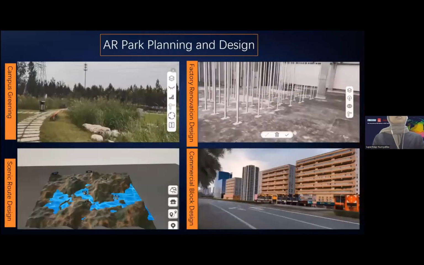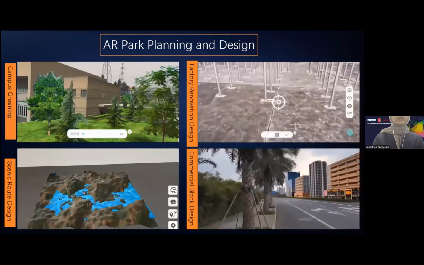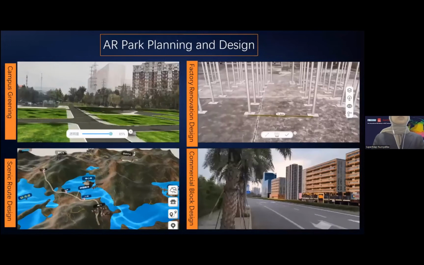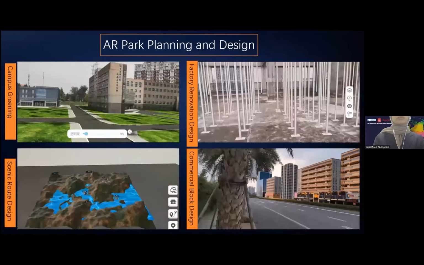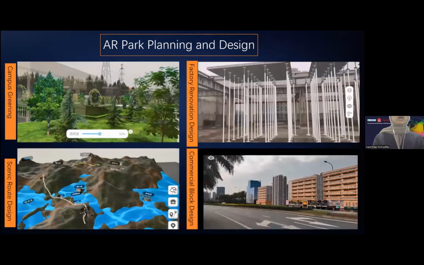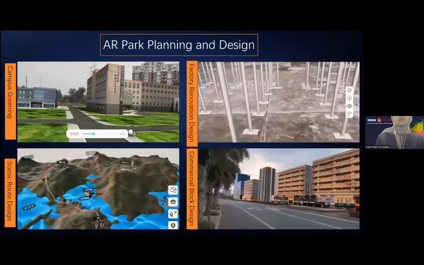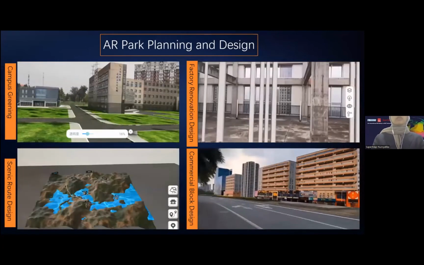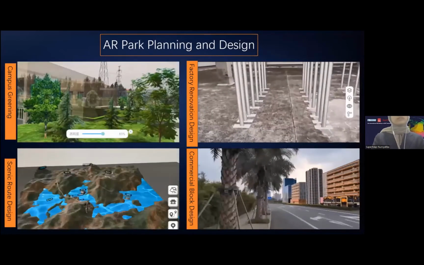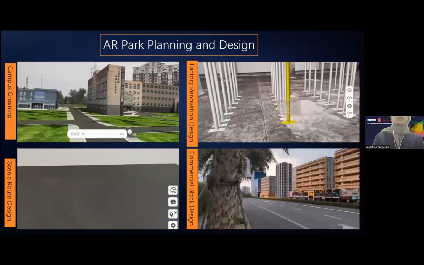This is AR park planning and design. As you can see in the video for the factory renovation design, you can calculate the distance between one pole and another, or you can do the design by using AR, so you can see better how it is going to look in real life. So AR definitely helps in terms of planning and design. Not only for the factory renovation design, it also works for scenic road design, commercial block design, and so on.